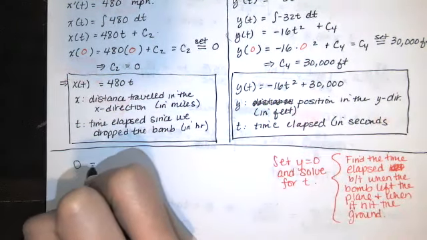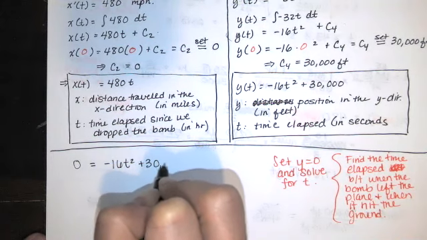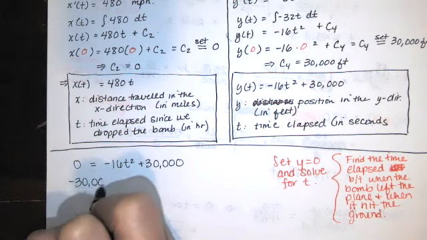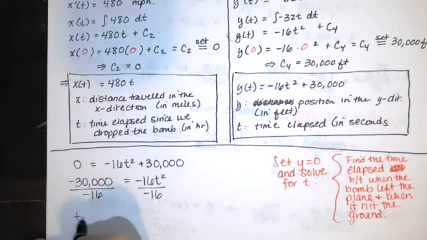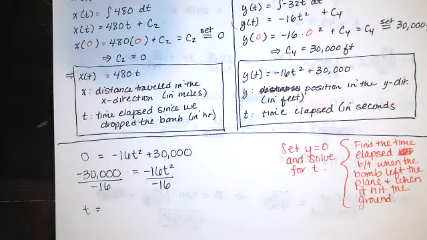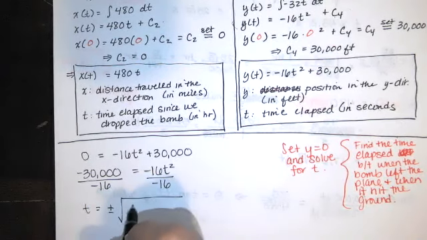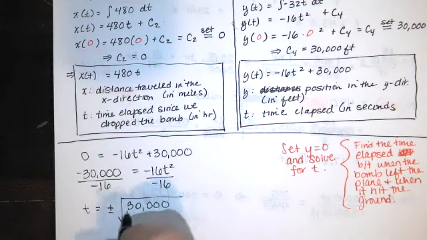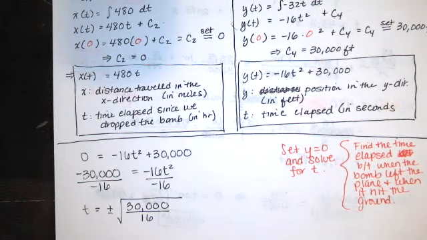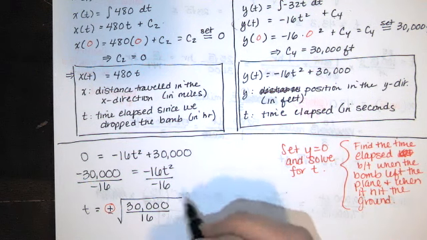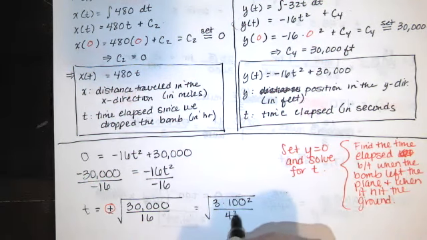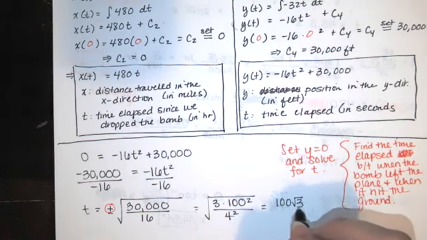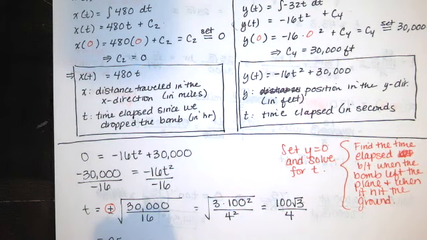So we have 0 equals negative 16t squared plus 30,000. I'm going to subtract the 30,000 from both sides, divide both sides by negative 16, and then t would be plus or minus the square root of this quotient if we were just solving the algebra problem. But we know we're going forward in time, so we want the positive time value. This is 3 times 10,000. So that's 3 times 100 squared over 4 squared. So we're going to have 100 square root of 3 over 4. And that is 25 square roots of 3.